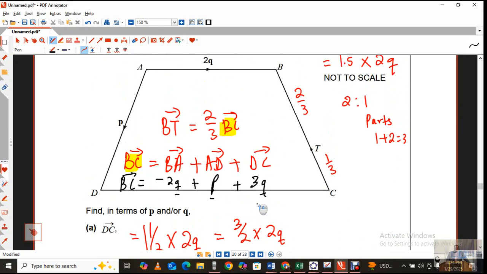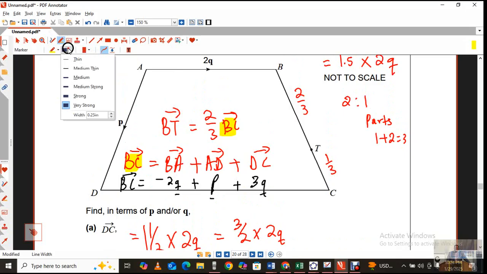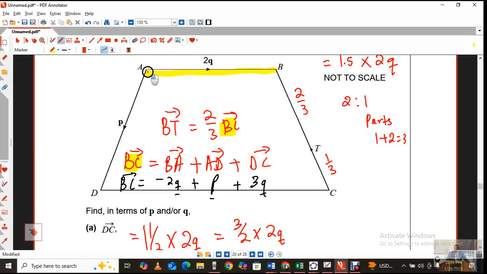So you have to work on the diagram. You have to think of it as a direction. How do you go from B to C? To go from B to C, you're going here, this way. You are going against that. That is why I have a negative. Then you're going along this, that is plus Q, plus P. That's why you have that.